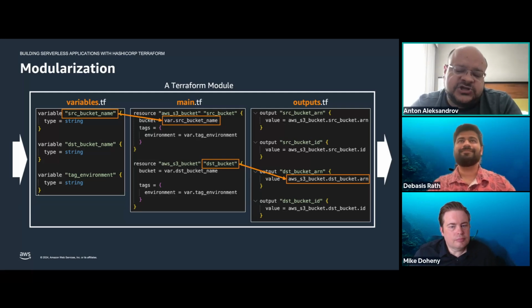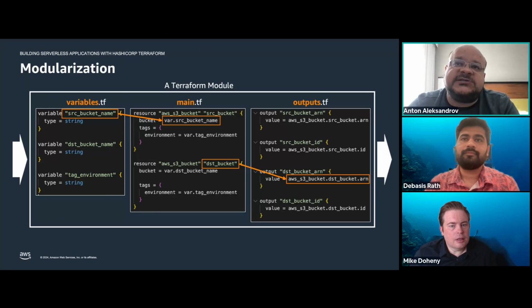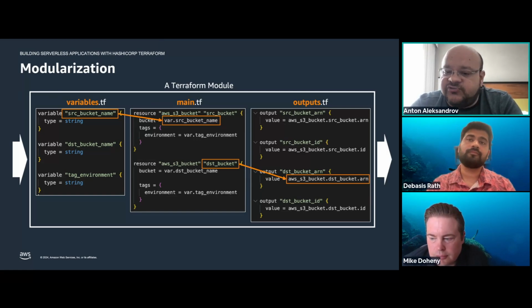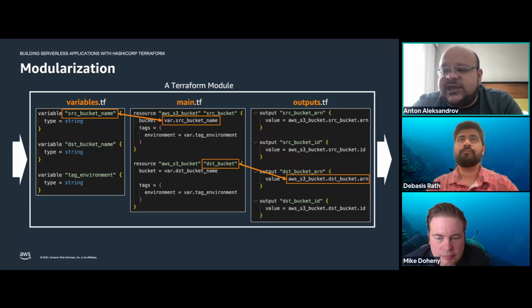But the convention, the thing that makes it easier and consumable and shareable, is to have a variables file which defines the input variables to your module. The main.tf, this is where you actually create those resources. And the outputs, that's whatever your module, quote unquote, returns, right? That's the output of your module.